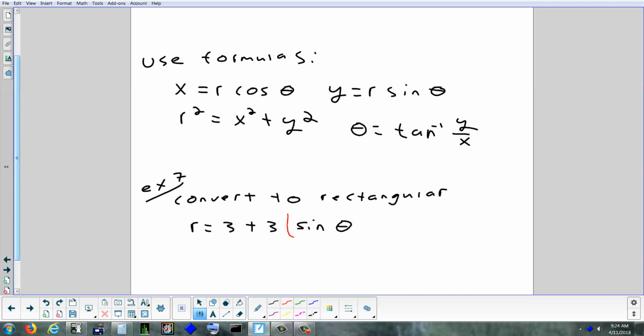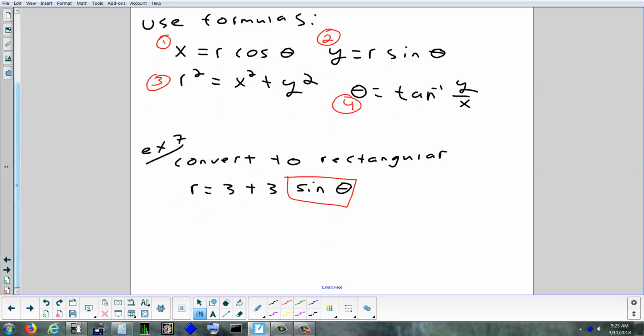So let's start with this. Let's get rid of sine theta. Out of the 4 formulas, let's call these 1, 2, 3, 4, which formula would allow me to change sine theta and get rid of it? There's only one there that would really apply. 2. We're going to use formula 2, and we're going to substitute in for sine theta. Using formula 2, what would you change sine theta to? Y divided by r. So now, at least we got a y in there.